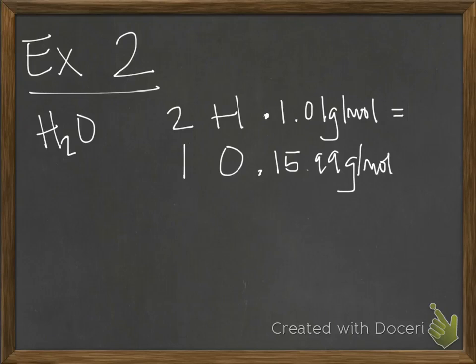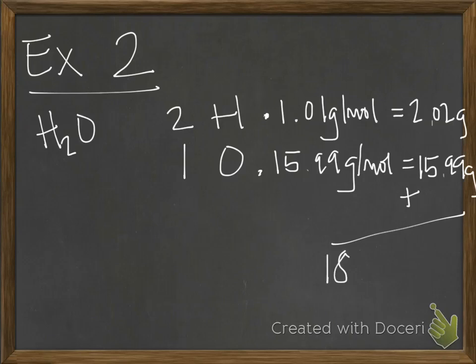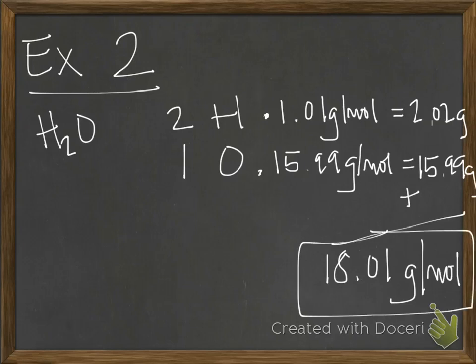So I'm going to kind of do separate math problems here just to show you what I'm doing. So I'm going to take 2 times 1.01, which is 2.02 grams. Okay, and then 1 times 15.99 is 15.99 grams. But now that's for each of the elements separate. If I want to find the molar mass of the compound, I have to just add them up. So 2.02 plus 15.99 gets me 18.01, and my unit there is grams per mole.